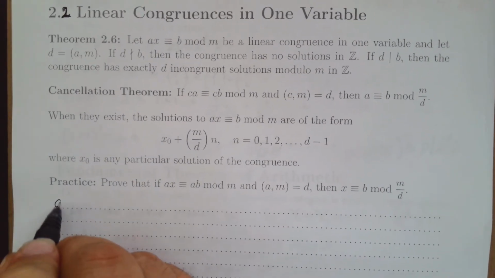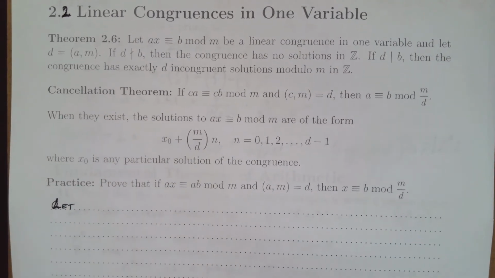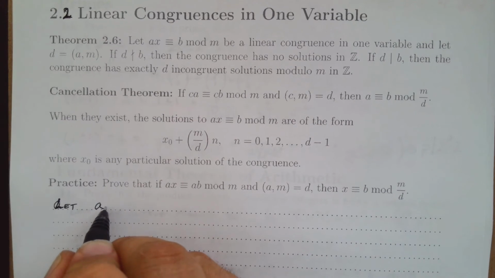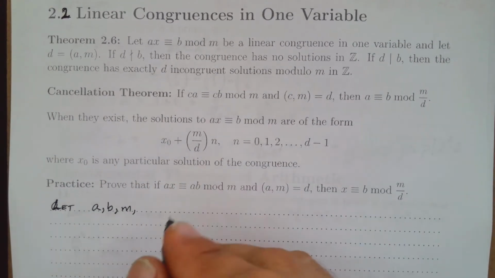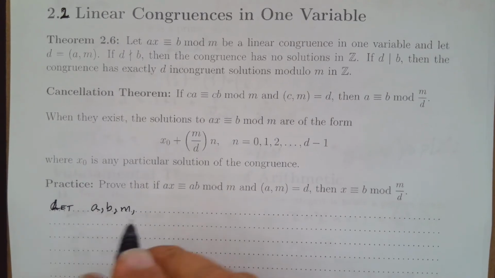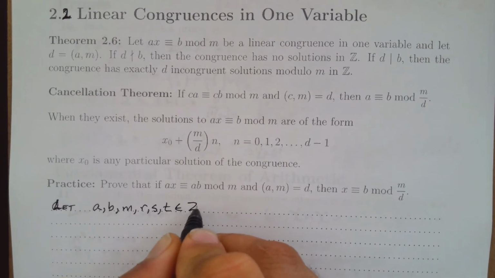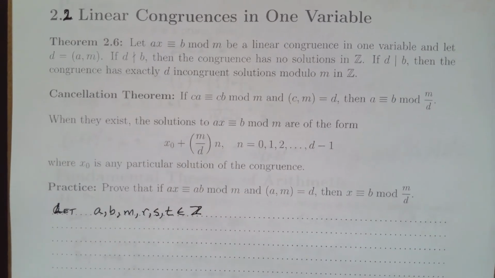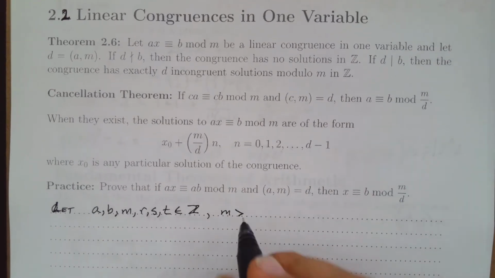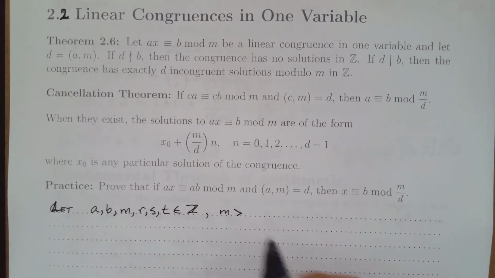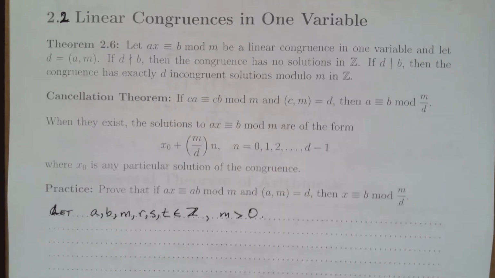So let's do this. We're going to let A, B, M, and I'm going to add a couple of letters here, R, S, and T. We're going to let all of these be integers, and in particular, M is going to need to be positive. So M will be greater than 0.